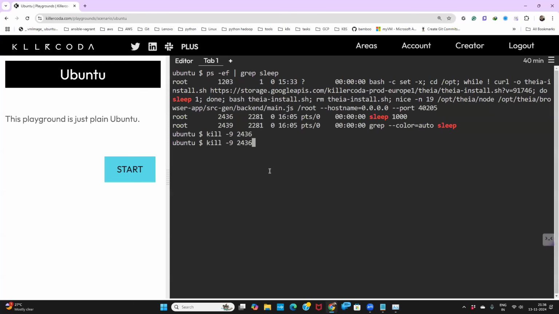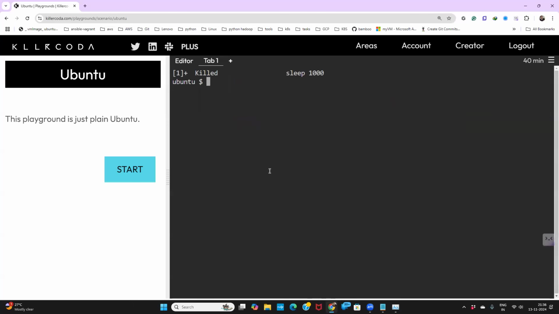So when you look at it, I ran the command sleep, right? If you look at jobs, you see whether the jobs are running. No, the jobs are not running. We killed it. We killed that process. Now that job is not running.